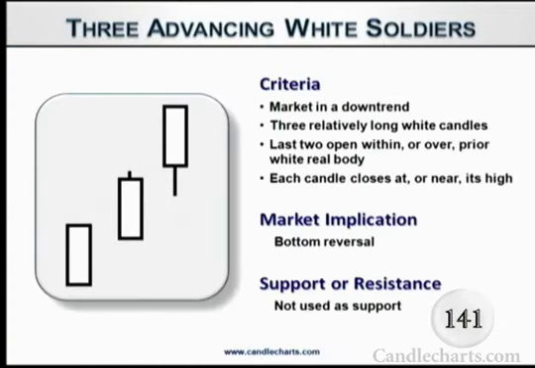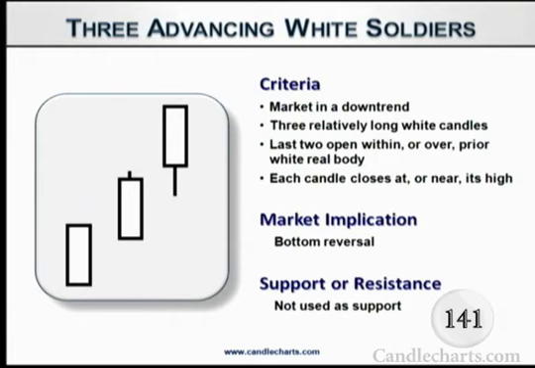Now we're looking at 3 candlestick lines. We're looking at the bullish signals. Here we have a rising, 3 advancing white soldiers, essentially just 3 tall white candles. Ideally the market could be in a downtrend, but this is also good if it's in a lateral trading range. They should be tall white real bodies. The last 2 open within or over the prior white real body, and each candle should close at or near the high of the session. It's a potential bottom reversal. It's also good if the market's moving up. It's a bullish continuation signal, but mainly a bottom reversal. And it's not used as support or resistance.